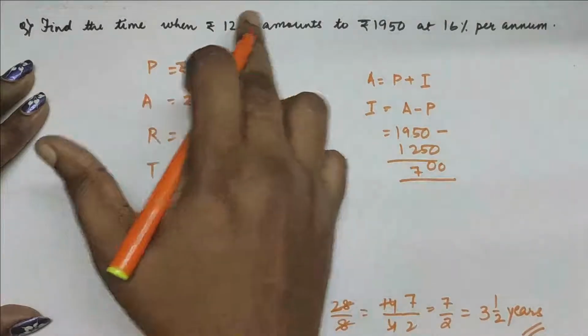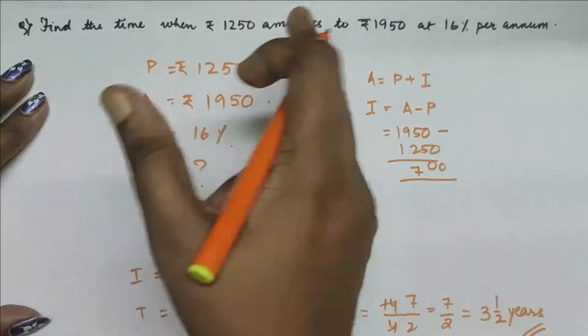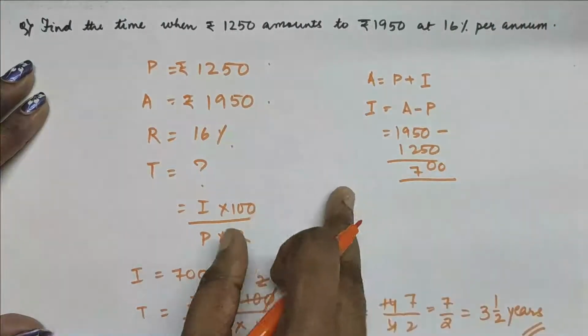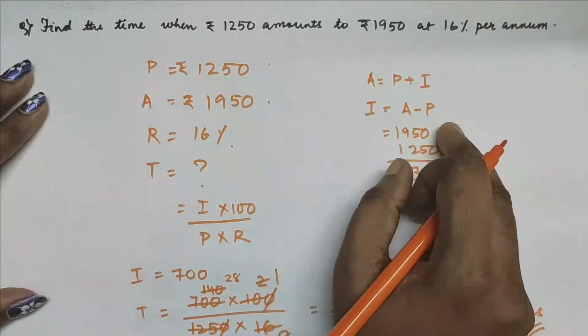Just you have to understand when you read the question: this amounts to this means the principal is given and the amount is given. How can I get the interest? By subtracting the amount minus the principal.